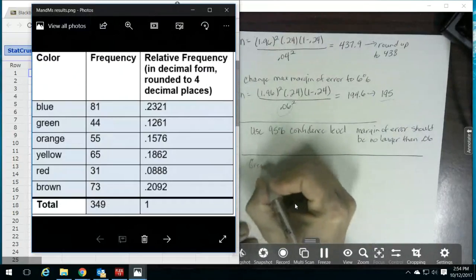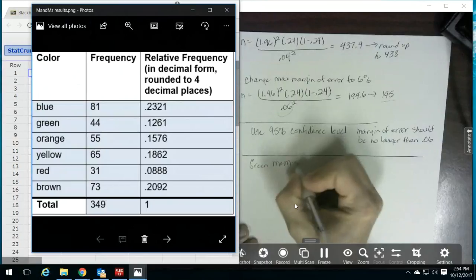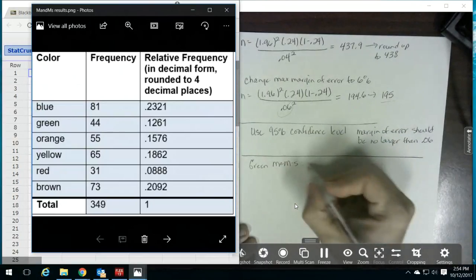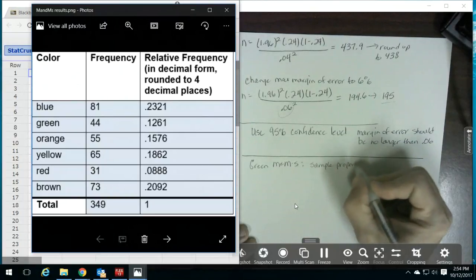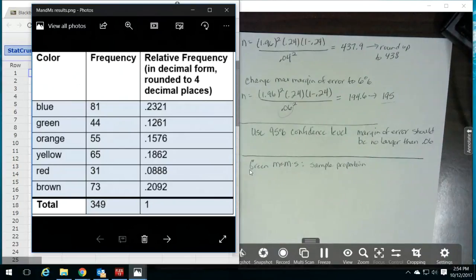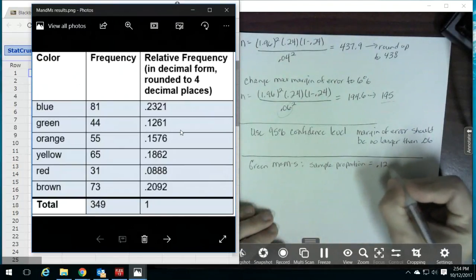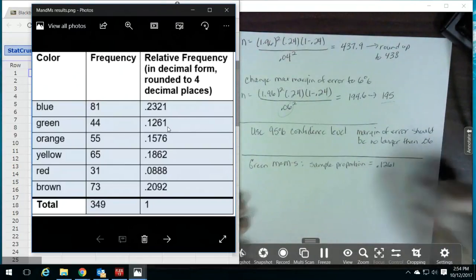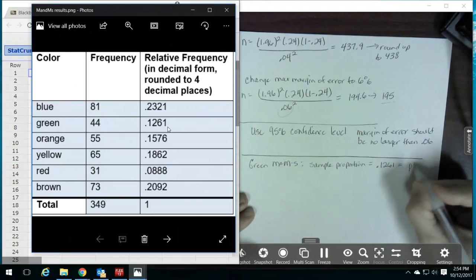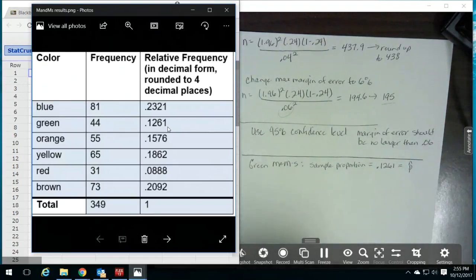Okay, so for the green M&Ms, my sample proportion is just that relative frequency that I figured out for my data collection assignment, so I already have that. My sample proportion is just the proportion of green M&Ms that were in that sample, so it's the 0.1261. And yours is going to be different. This was just my sample. So the sample proportion in the formulas we have is the p hat.